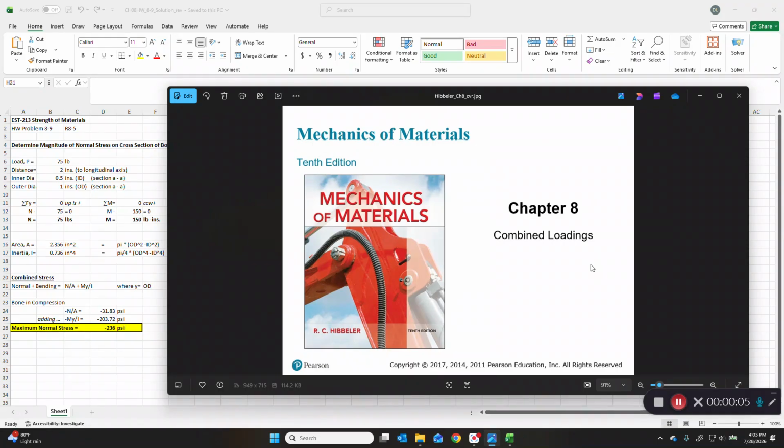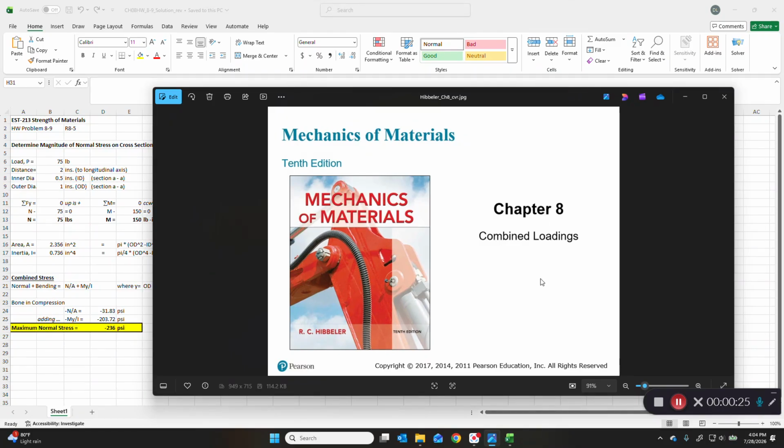We are on Chapter 8 in Hibbler, Mechanics of Materials, and this chapter is about combined loading. So we're going to build on what we've previously learned, and we know that in practice, structural members are loaded in multiple ways, and that could be axial and with torsion, and also due to thermal stress. So we're going to see a couple of problems in this chapter and using Excel once again. So let's go right into that.